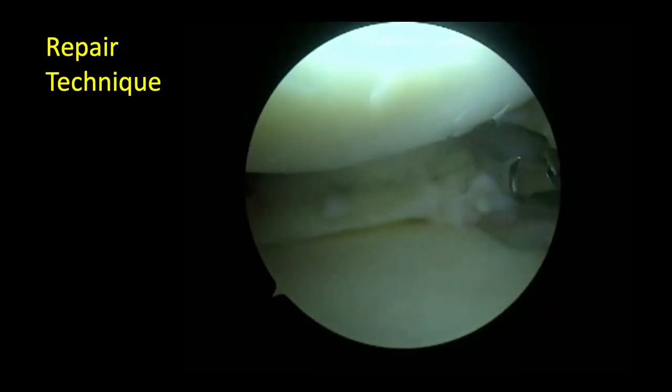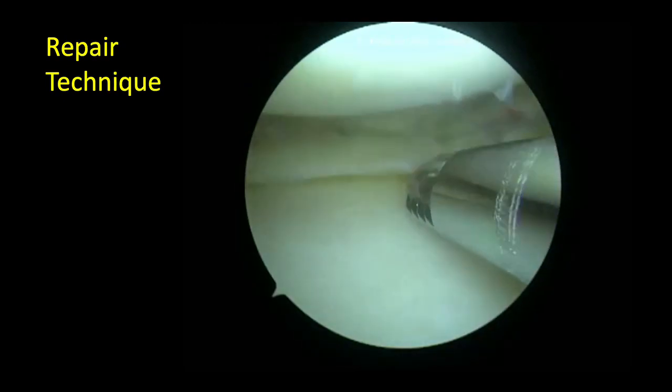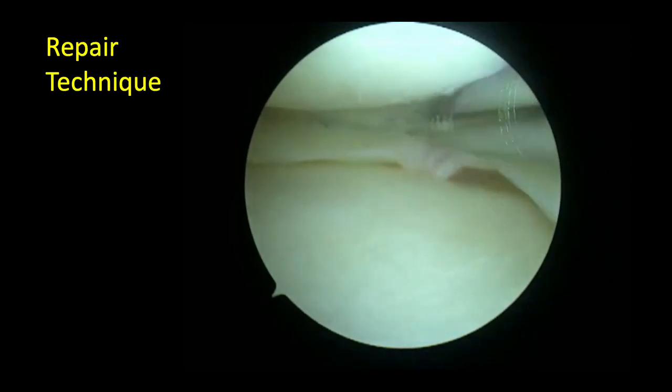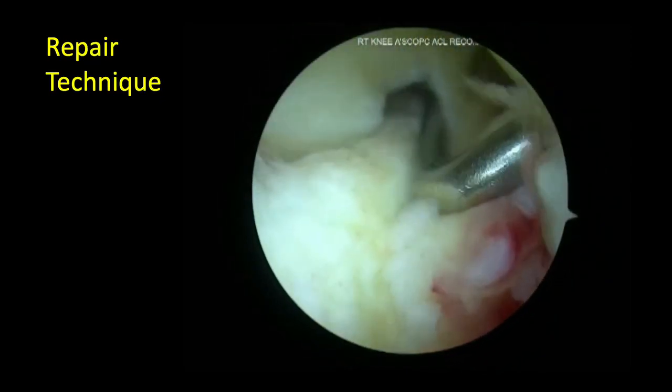The white zone tear is balanced and suction test is performed to check the stability of the meniscus repair. The scope is then switched to the posterior medial port for final check, thus completing the procedure.